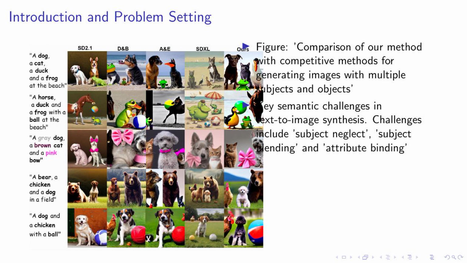Another challenge is attribute binding, which refers to the incorrect assignment of attributes to subjects. Our method effectively tackles these issues, enhancing the clarity and accuracy of the generated images. This is a significant step forward in the field of text-to-image synthesis, opening up new possibilities for creating complex scenes from textual prompts. In the next slides, we will delve deeper into our methodology and its advantages. Stay tuned.